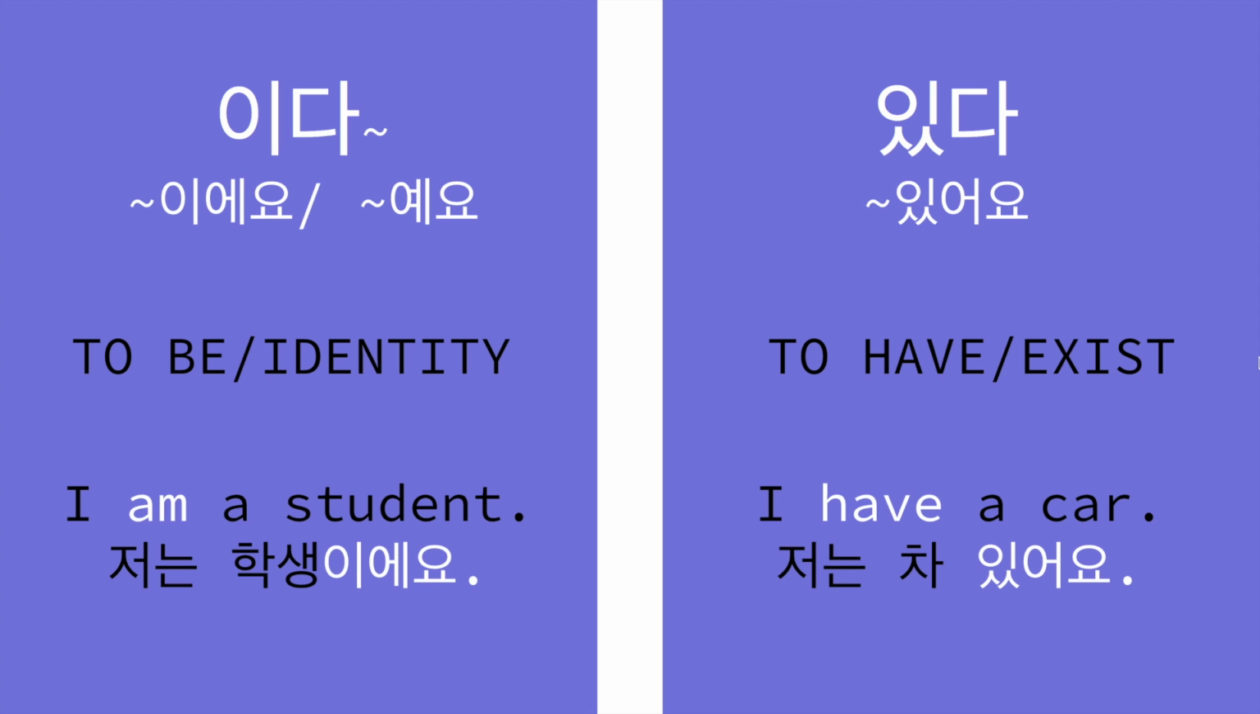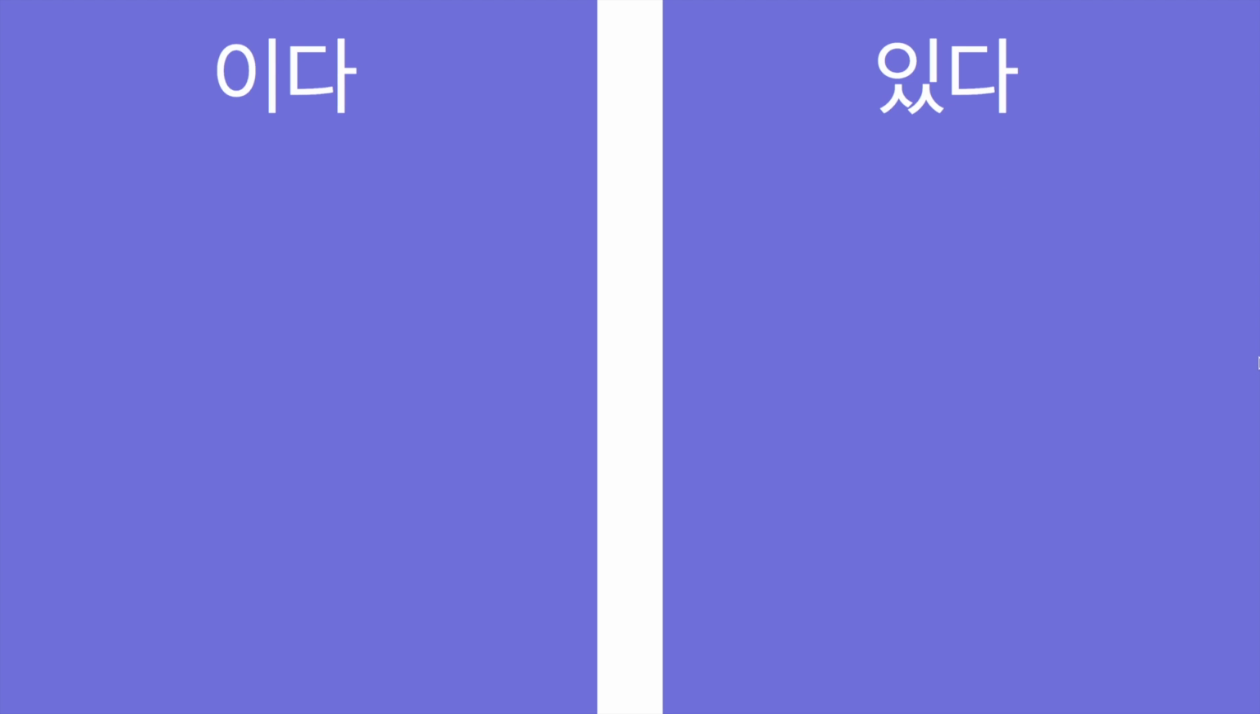Here we have an example of identity. I am a student. 저는 학생이에요. An example of exist or have. I have a car. 저는 차 있어요.